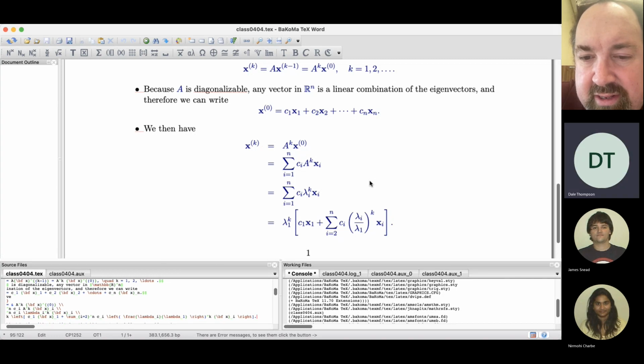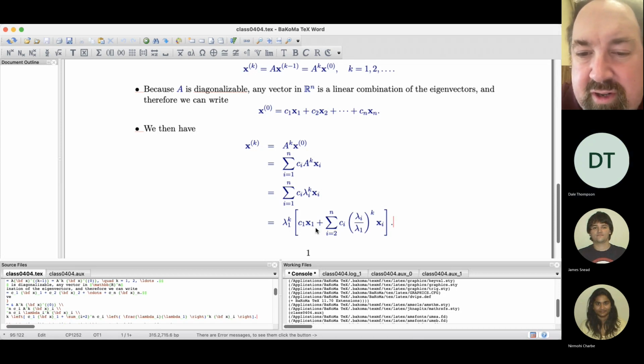Since lambda 1 is the largest, lambda I over lambda 1 is less than 1. So lambda I over lambda 1 to the k power is going to go to 0. The only remaining one is the x1. So the components in direction of all other eigenvectors will go to 0, leaving only this term here.